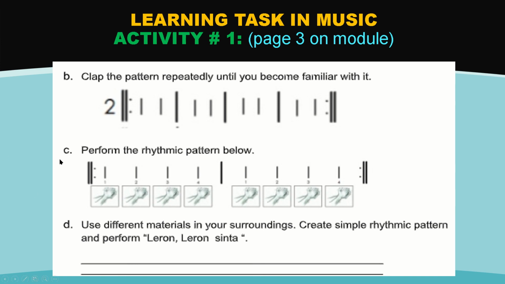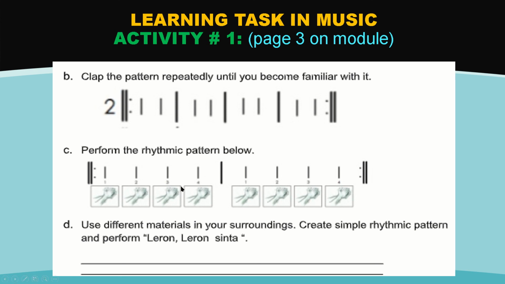Next, let's have on letter C. Perform the rhythmic pattern below. Now, what do you think is the time signature of this picture? You will see a stick notation in 4 time signature. Why? Because in each measure, there are 4 sticks or 4 beats. So let us try to perform this rhythmic pattern.